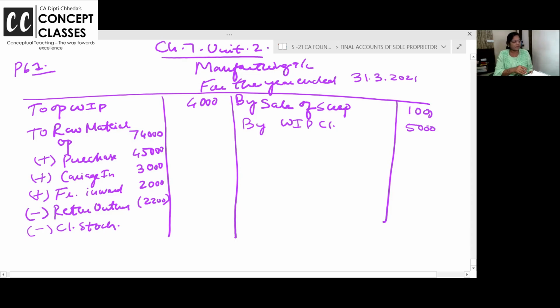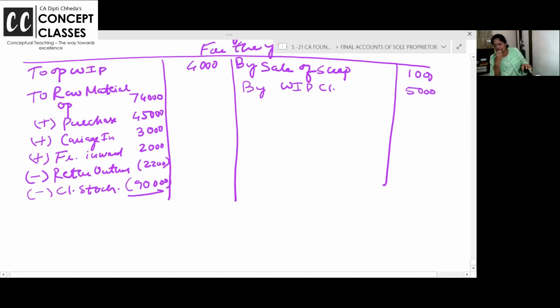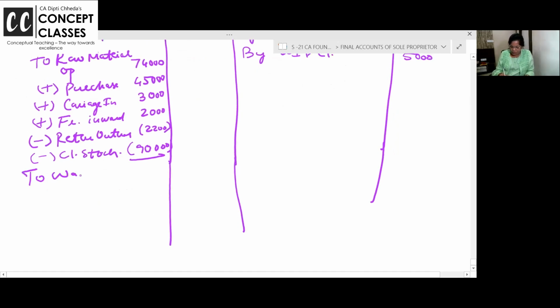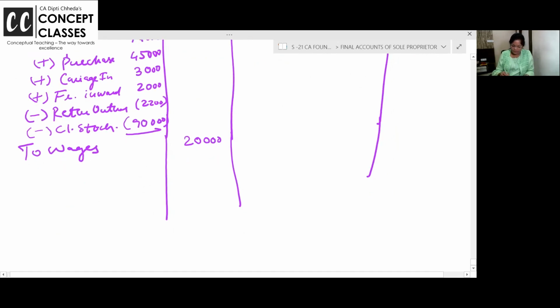Next, raw material opening तो हमने लिख लिया, raw material purchase भी लिखा. Now, raw material closing is given in the second line only. Sorry, I missed. 90,000. Don't try to do the totals. Is your one hand on the printed material or not, so that you can pick up the figures? Next, now write down all the other expenses related to factory. The first one is wages, 20,000.